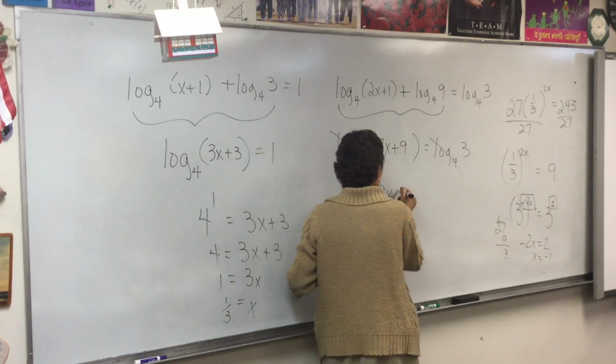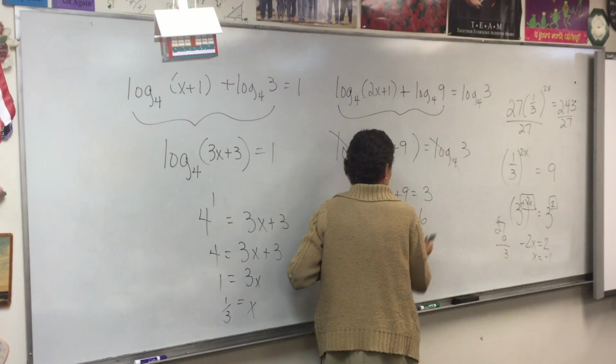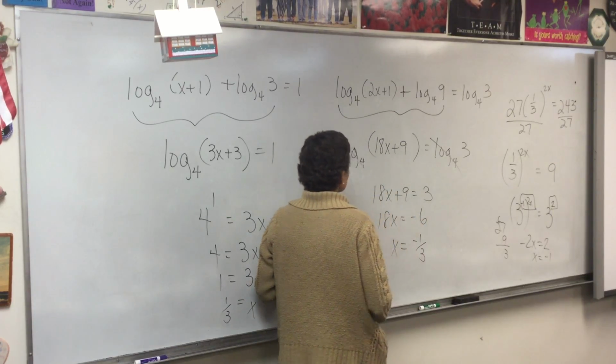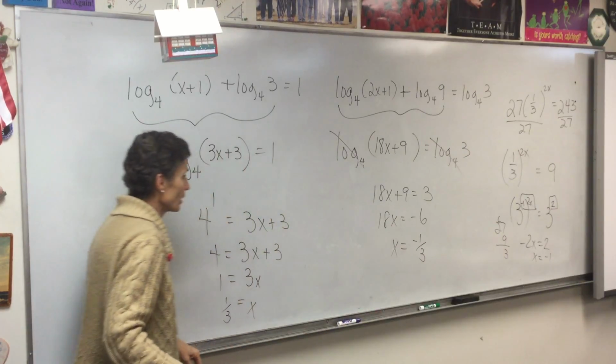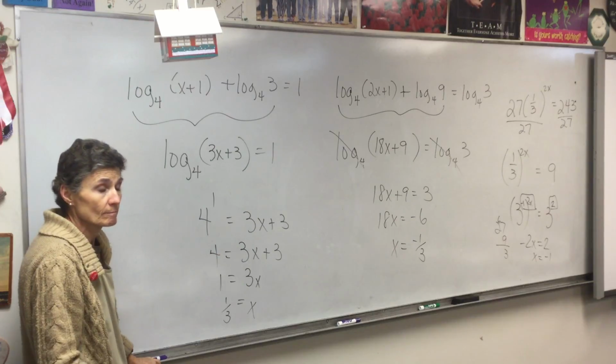So 18x plus 9 equals 3. 18x equals -6. And x equals -1/3, which actually is okay. All right. 6 over 18, 1/3. Yeah.